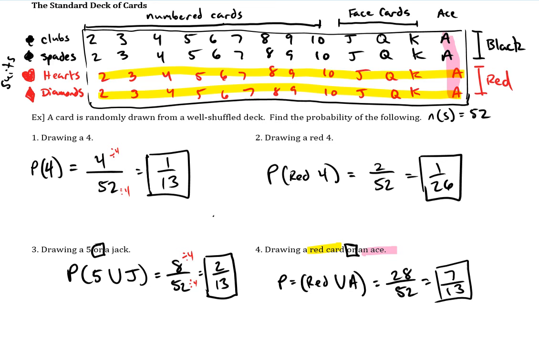Another way to look at it is using the union rule. So the probability of a red or an ace is the probability of red plus the probability of drawing an ace minus where they have an intersection.